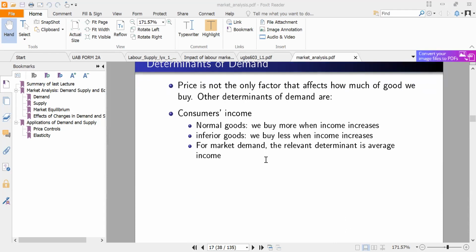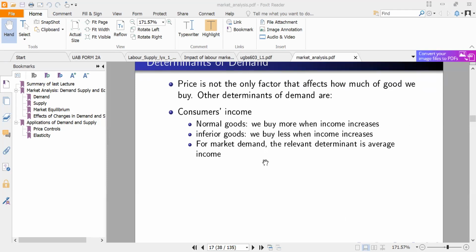Okay, consumers' income, we've talked about it. Somebody mentioned the income. If your income increases, you buy more. But there is a caveat here. It depends on the nature of the product. For normal goods, we buy more when our income increases. For inferior goods, we buy less when our income increases. What is an example of an inferior good?